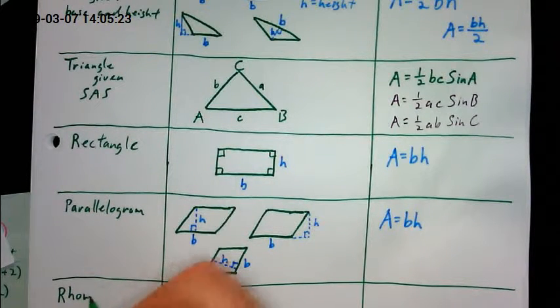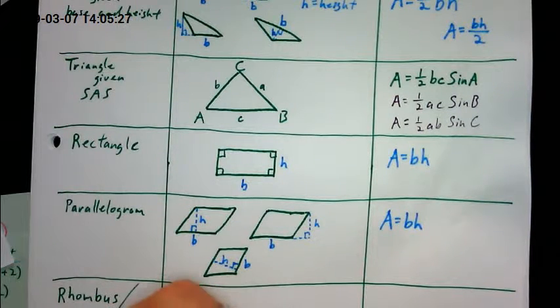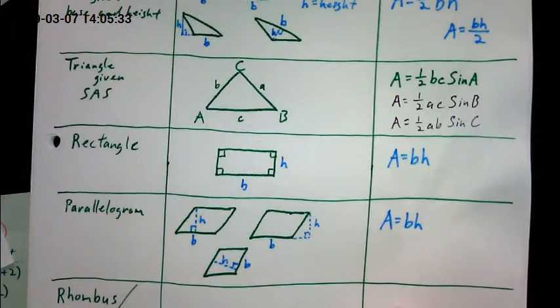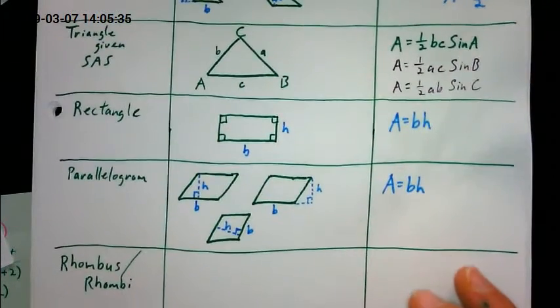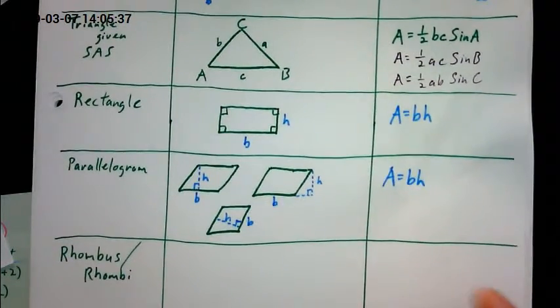Now, the next one has two formulas. So rhombus or plural rhombi. Rhombuses is actually acceptable as well. It just sounds wrong.